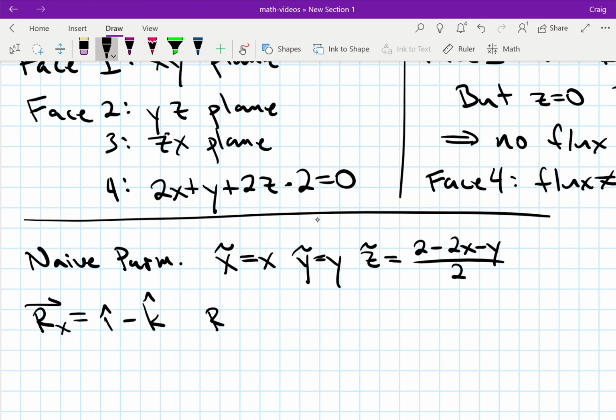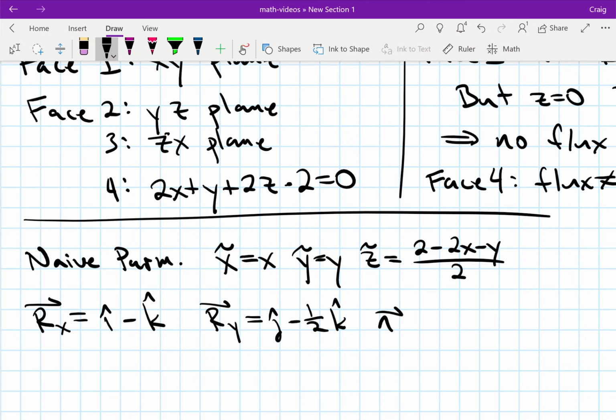And then my other tangent vector on that surface is going to be the tangent vector in the y direction, which is always j hat. And then I have to take the derivative of z with respect to y, and there I get a half. So it's -1/2 k hat. And then to get my normal vector, again, this is not a unit normal. This is my unnormalized normal vector on the surface.